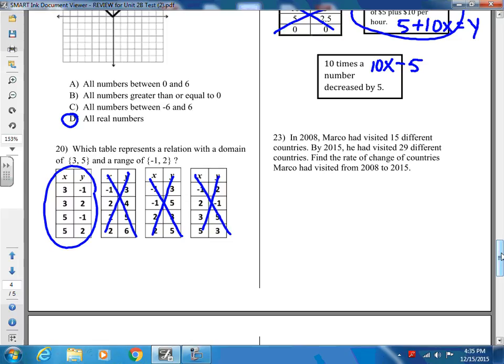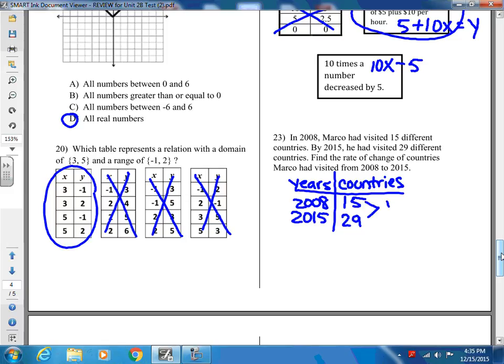Right, for number 23, this is another rate of change problem. So you want to set up the table. You have years and you have countries, and we want to figure out what was his rate of change. So we have the year 2008 and 15 countries, and then by the year 2015, he had visited 29 countries. So to get from 15 to 29, you're going to add 14. To get from 2008 to 2015, that's a positive 7.